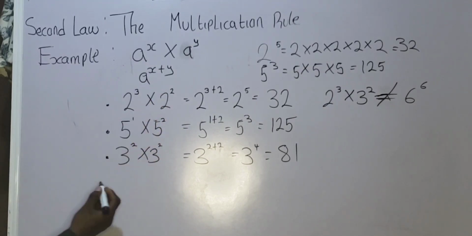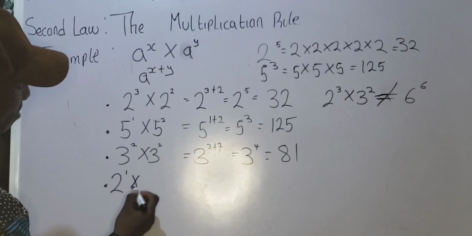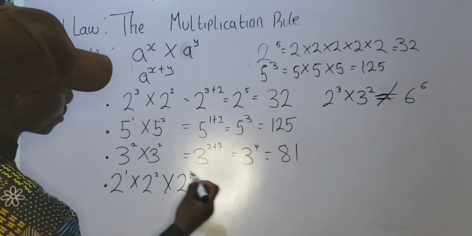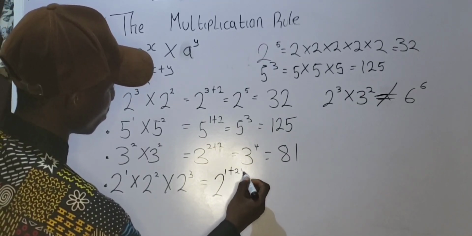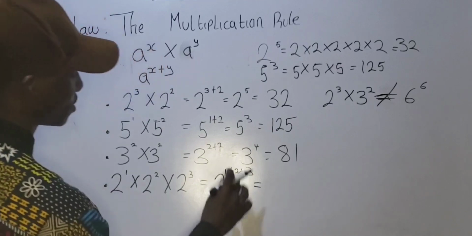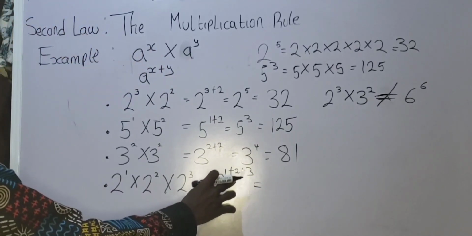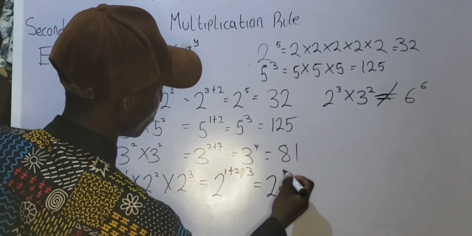And if we have something like this, let me put 4: 2 raised to the power of 1 multiplied by 2 raised to the power of 2 multiplied by 2 raised to the power of 3. This can also be written as what? 2 raised to the power of 1 plus 2 plus 3. Do you understand? Oh, sorry, this is plus. 1 plus 2, that's 3. 3 plus 3, that is 6. So this will be 2 raised to the power of 6.